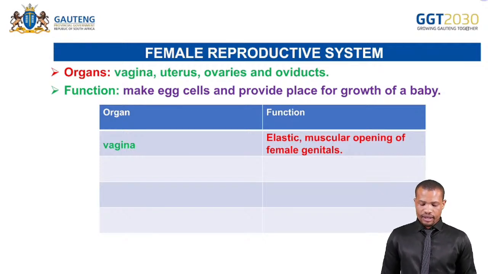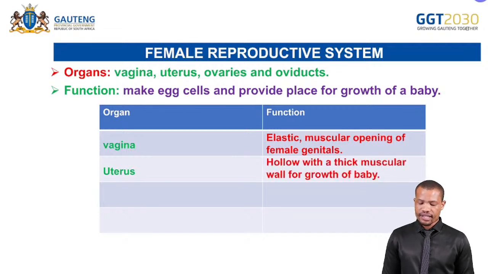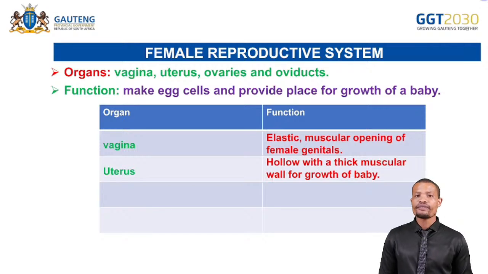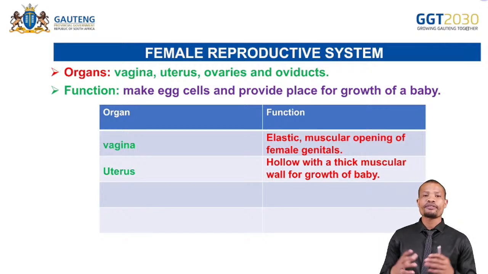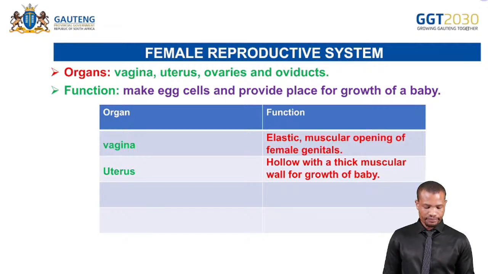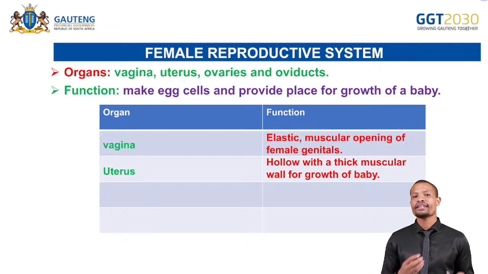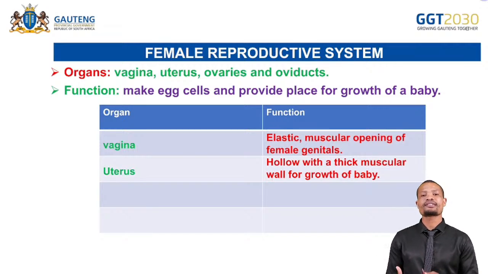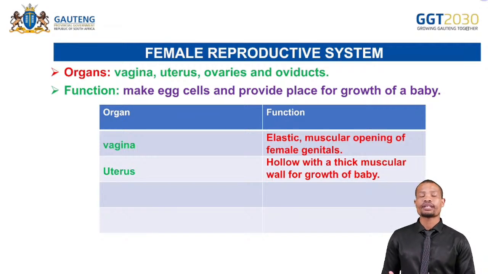Next one, we have the uterus. The uterus is hollow with a thick muscular wall for growth of a baby. We said that it provides shelter for the baby to grow, and it is where implantation takes place. An egg that has been fertilized sinks into the walls of the uterus so that it can develop into a baby over a period of 9 months.